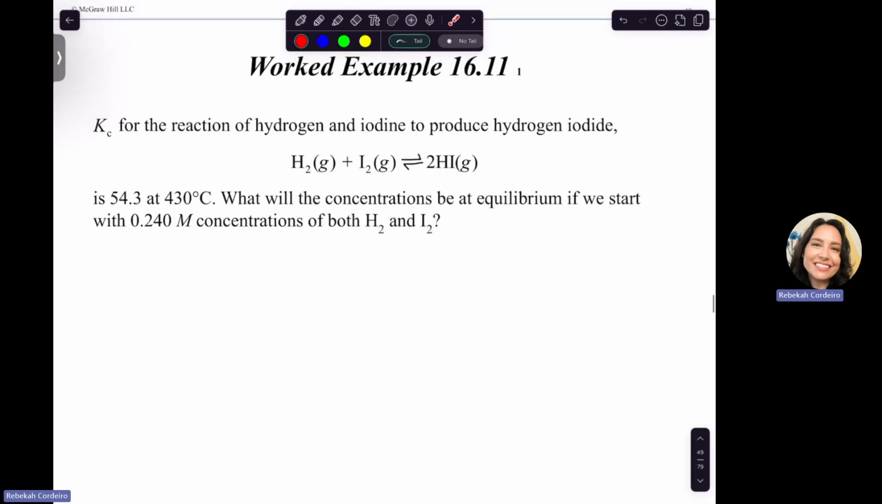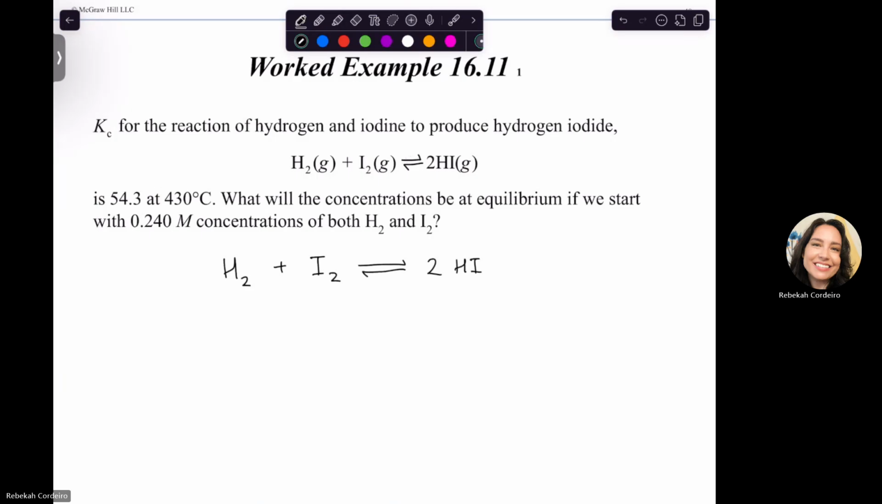Let's look at another example. Why don't you at least try to get it set up, and I'll walk you through it. But if you want to try, pause and get it set up, go ahead. Okay, so we're going to start with our ICE table. You may hear some people call it a RICE table because we put a reaction on top of it as well. So we have our initial, our change, and our equilibrium.